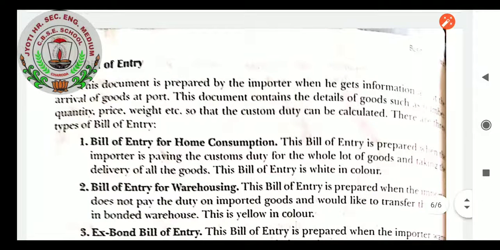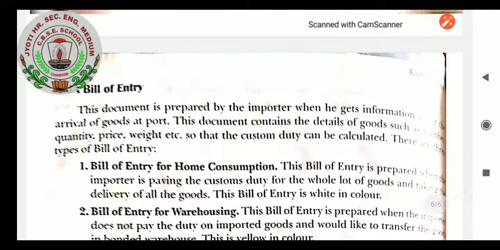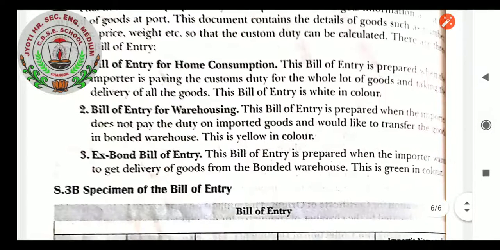Once again I will repeat the bill of entry. This document is prepared by the importer when he gets information about the arrival of goods at the port. This document contains the details of goods such as number, quantity, price, weight, etc., so that the custom duty can be calculated. There are three types of bill of entry: for home consumption, for warehousing, and ex-bond. When we go with the bill of entry for home consumption, this bill of entry is prepared when the importer is paying the custom duty for the whole lot of goods and taking the delivery of all the goods.